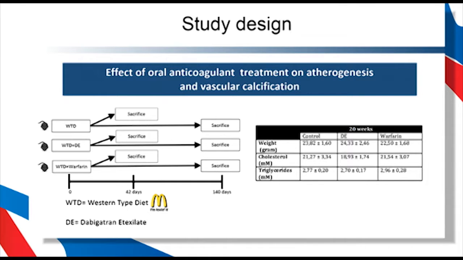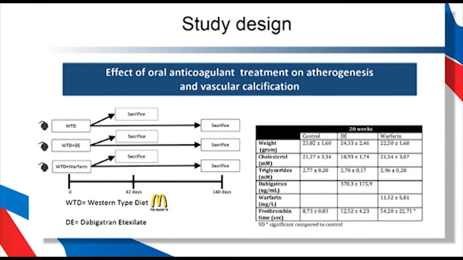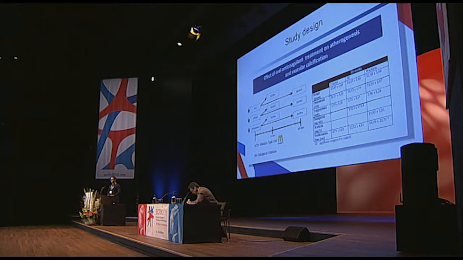In addition, we give anticoagulation treatment, so we also want to know, do these animals really have anticoagulation? And I hope this shows that indeed dabigatran and warfarin levels were increased upon their respective treatment. And we also see that after warfarin treatment, there's an increase in prothrombin time, indicating that there is indeed anticoagulation. So now we know the diet did not influence our results, and we know that the anticoagulation treatment really induced anticoagulation. So therefore, now we can look at what is the effect on atherogenesis.